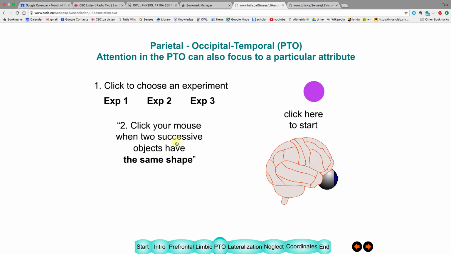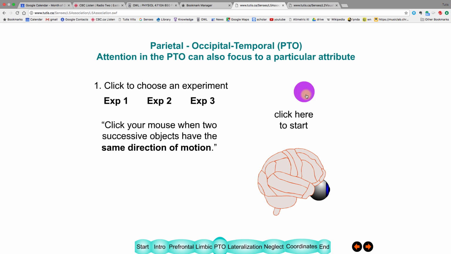Okay, now we'll show you the same thing, but something that's the same shape. Okay, again, a different part of your brain was activated for that. And finally here, when two things are the same direction of motion. Okay, again, so MT was activated then.